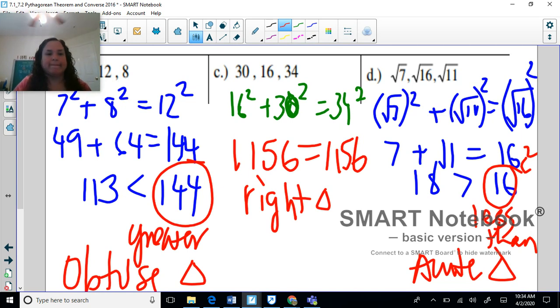Okay? If you need to go back and review that example again, just so that you can understand what's happening when you're squaring a square root, when you're raising it to the second power. Okay? All right.